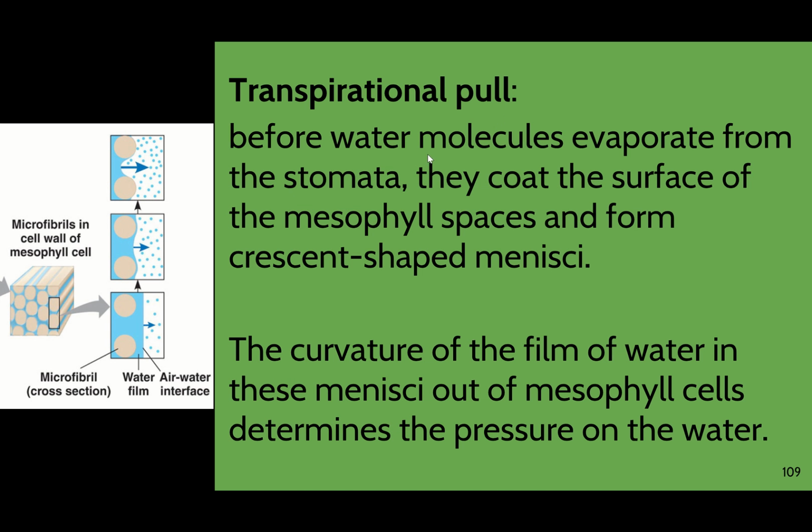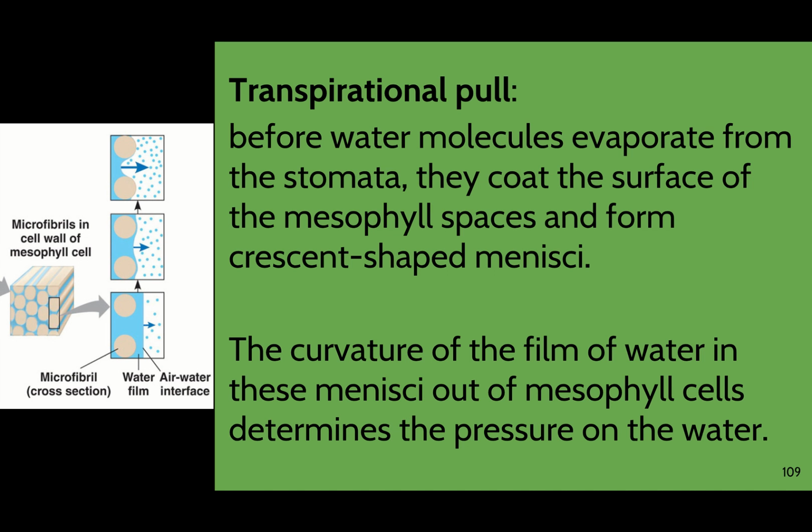But the transpirational pull is saying before water molecules evaporate from the stomata, they coat the surface of the mesophyll spaces and form crescent-shaped menisci. So let's go back to that image that we had of the different layers of mesophyll cells. So we had the spongy mesophyll cells and the palisade mesophyll cells. The spongy mesophyll cells had a bunch of space around them where air could mix in.